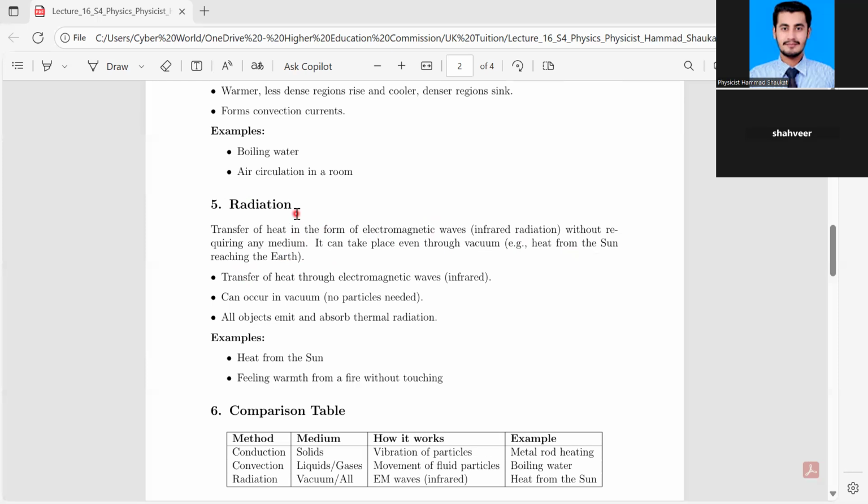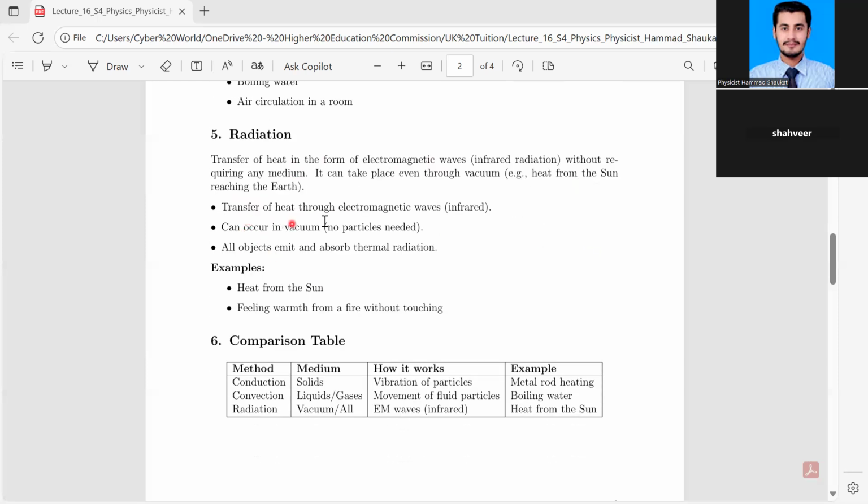So the transfer of heat through electromagnetic waves, or radiations, can occur in vacuum, no particles needed. And all objects emit and absorb thermal radiation. Every body in the universe has molecules, and when the molecules excite, and also when the molecules de-excite, they emit some amount of radiation. And this radiation can be in the form of visible, infrared, gamma, or X-ray, depending upon the nature of the medium.